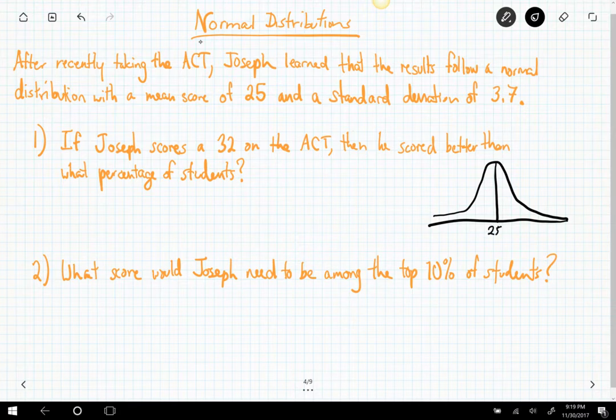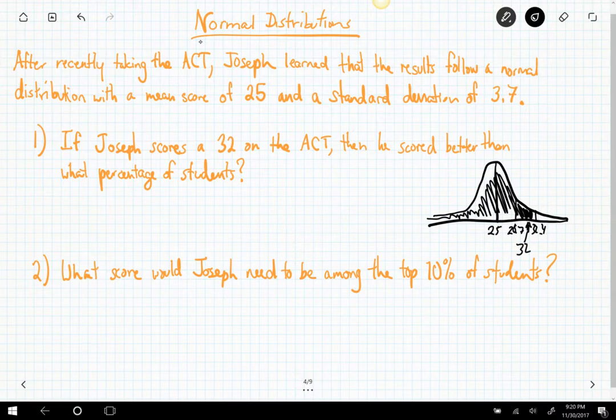And then you can start adding on. So if we added on 3.7, that would be 28.7. And we can add another 3.7 on. And so I think that gives us right around 32.4. And so in this case, we want to figure out this area appearing to the left of, say, 32. We'll say that's 32 right there.